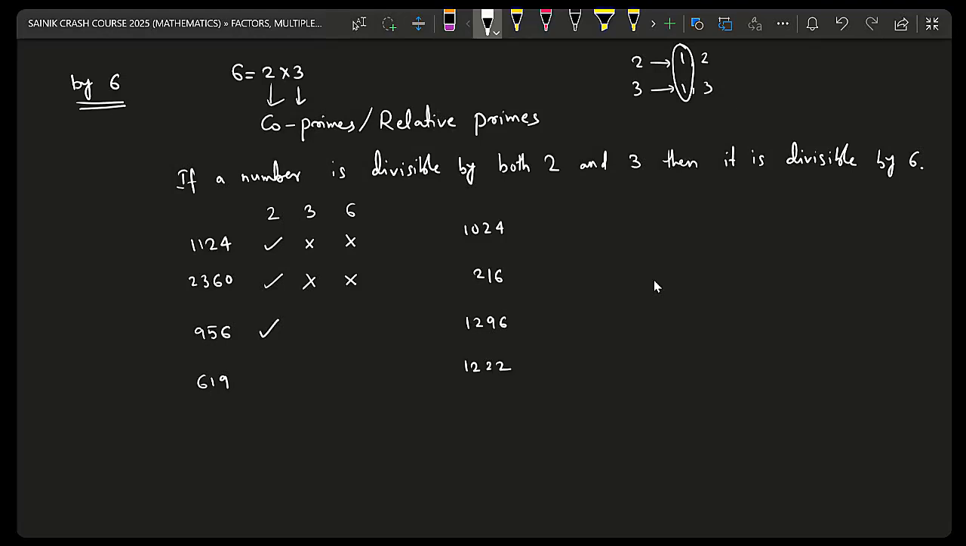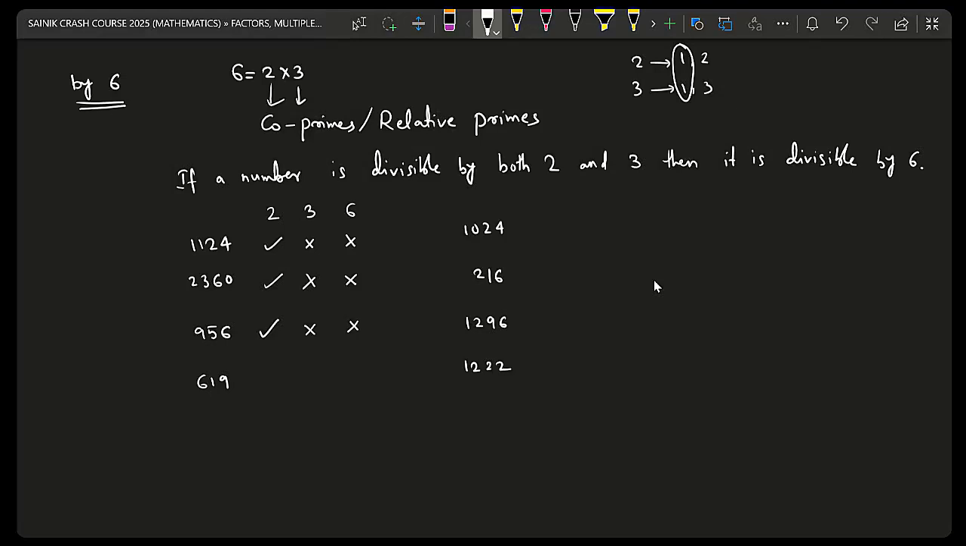Sum of the digits we should check. Okay, sir. What is 9 plus 5? 14. 14 plus 6? 20. Is 20 divisible by 3? No, sir. That means, can I say it is divisible by 6 or not divisible by 6? Sir, not divisible.